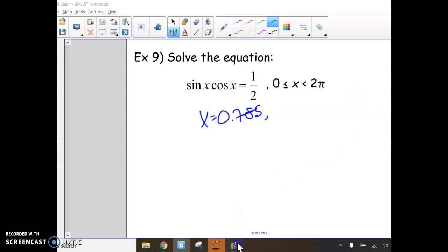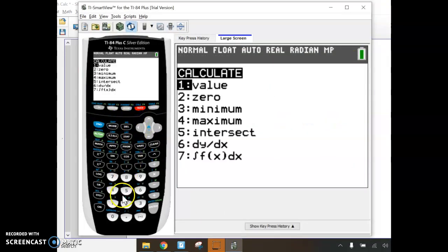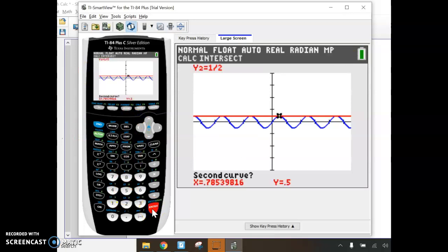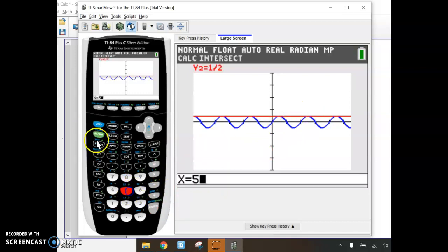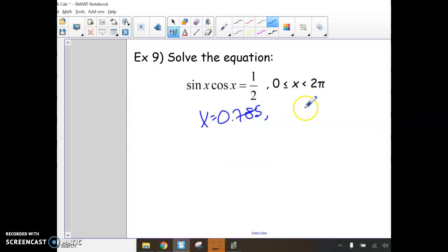Okay, and then for the second one, when we do second, calculate intersect, option 5. I'm going to enter first curve, second curve, and I'm going to say that's like 5 pi over 4, somewhere around there, which is 3.927. So that's our final answer there.